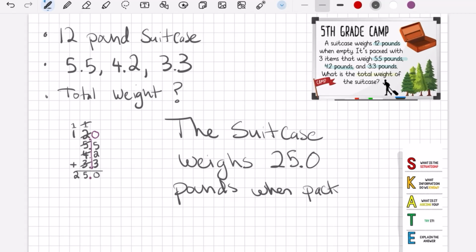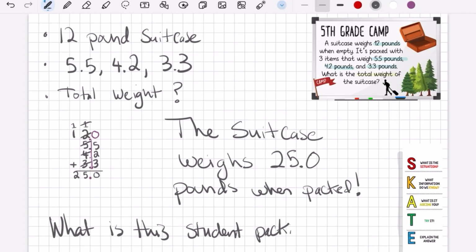That's not the heaviest suitcase I've ever seen, but I wonder, what is this student packing? Why only packing 3 items? And what are those items that they're that heavy? Maybe a lot of hoodies? Maybe hiking boots? What did you pack in your suitcase for 5th grade camp? Have a great day, mathematicians.